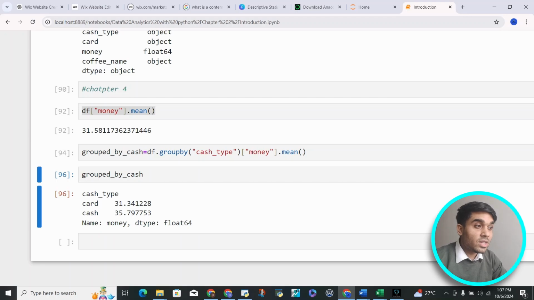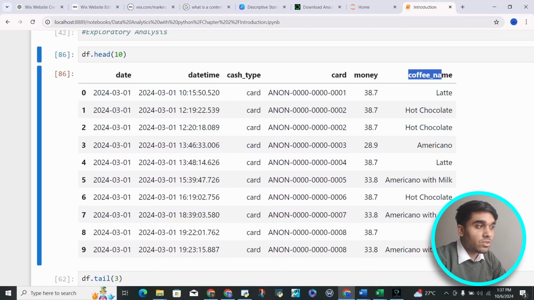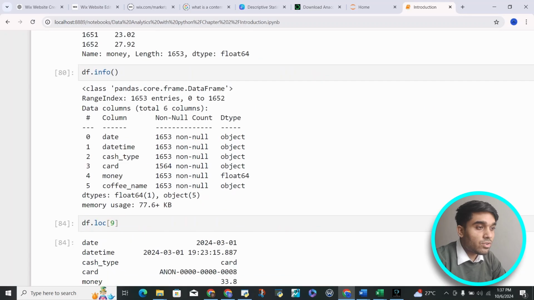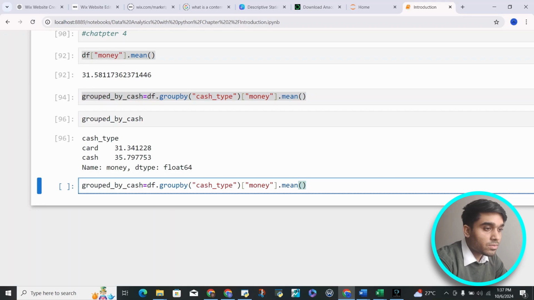We can do the same to get the average price of our coffee also. All we have to do is write this entire code but for coffee type. So instead of writing cash type, all I have to do is just change this into coffee type.